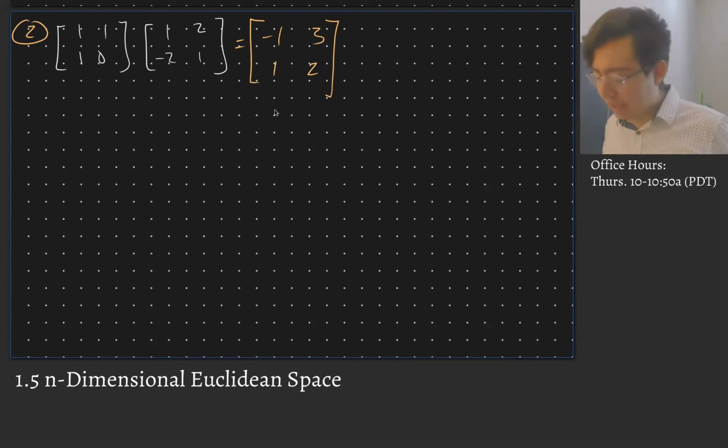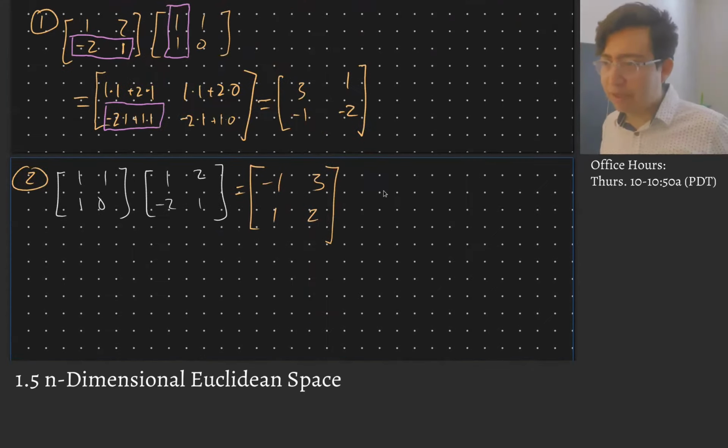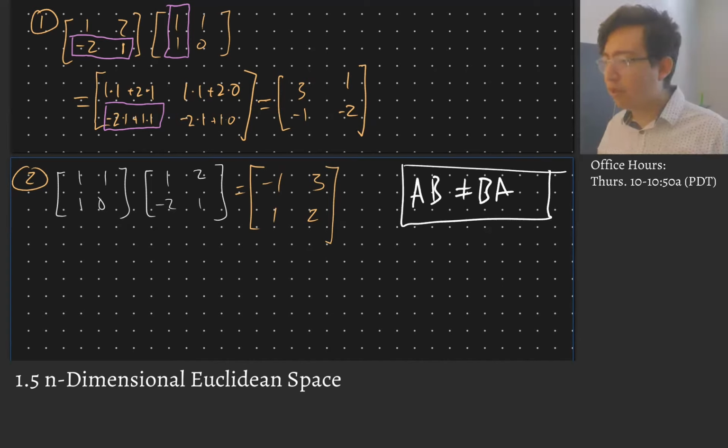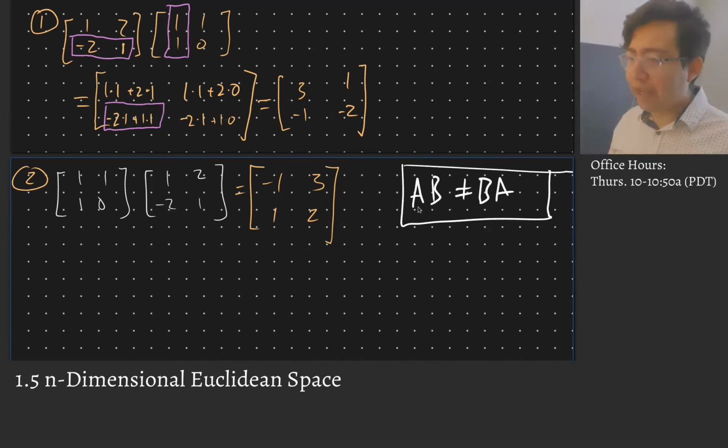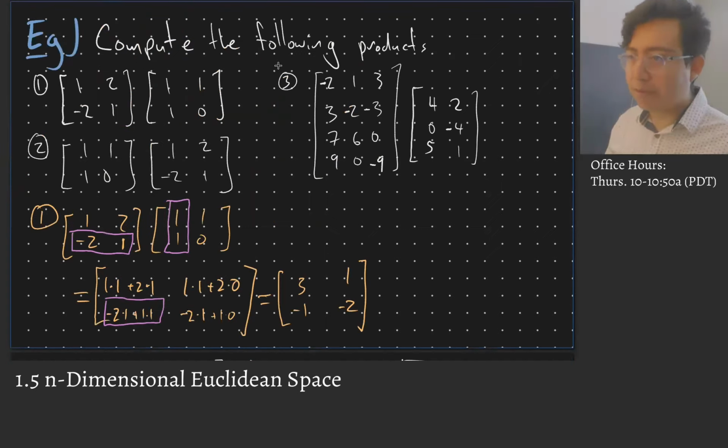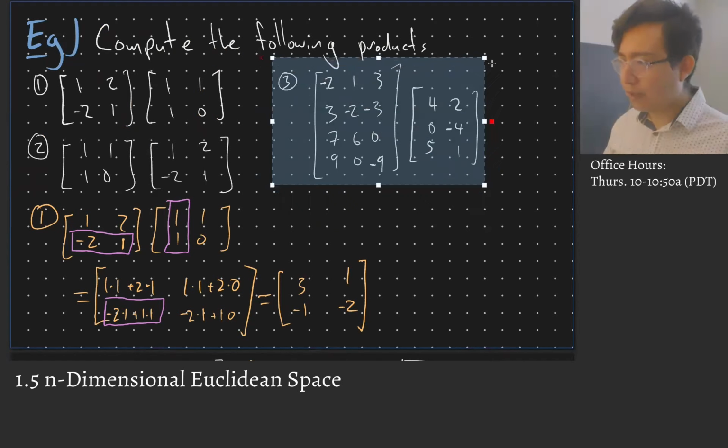The one thing I wanted to highlight here is notice that these are not the same matrix. So the general statement I'll make is that AB is not equal to BA. I think I mentioned this a little bit more in the next slide. So AB is not equal to BA, which is kind of different from the normal types of multiplication we're used to.